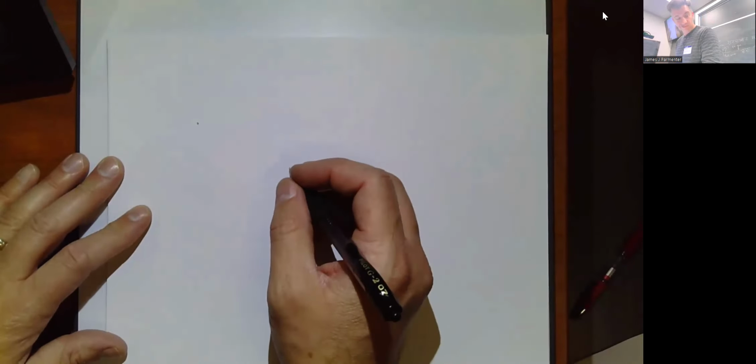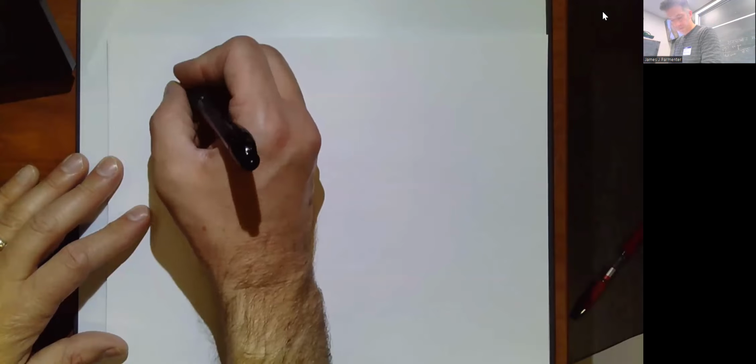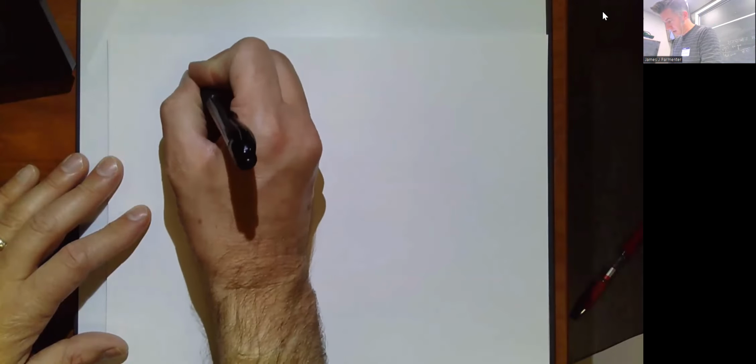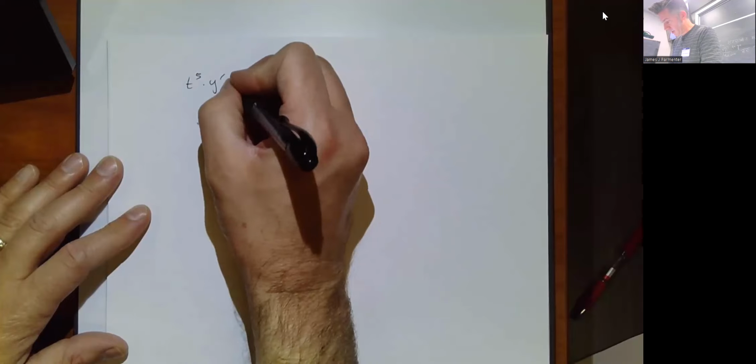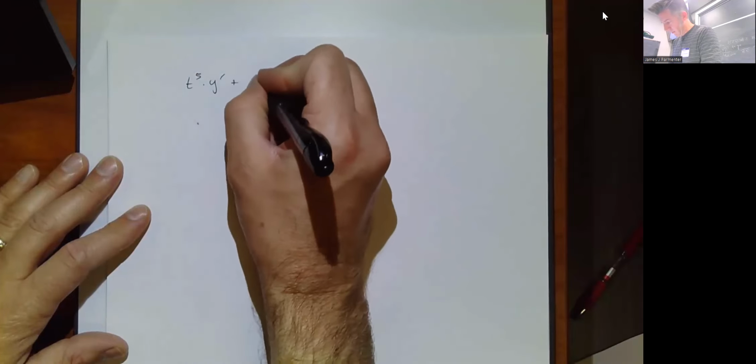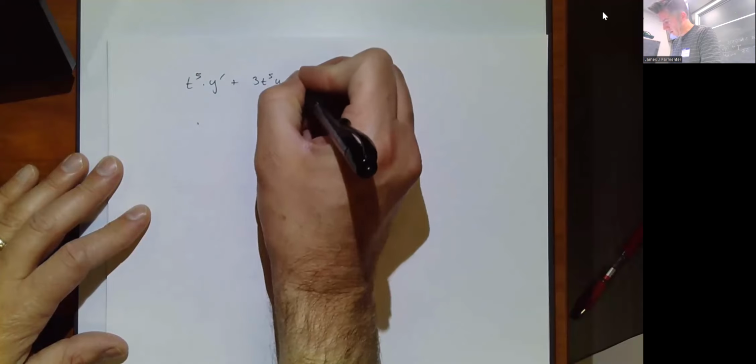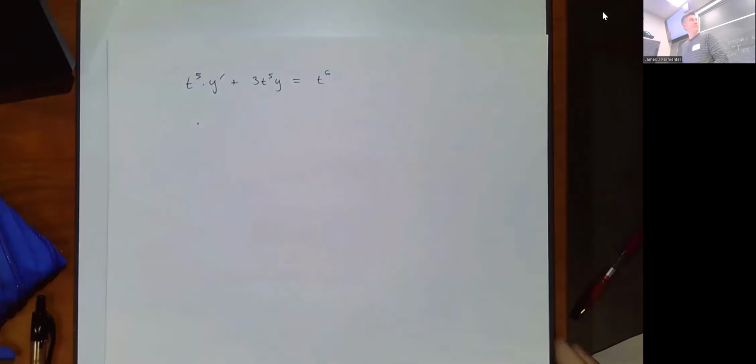Let's try this one. I know we did that one before, but let's do this other one. So let's pick something a little bit easier. Let's say we have t to the 5th times y prime plus 3t to the 5th times y equal to t to the 6th. Someone is clearly just taking this problem and trying to make it one step harder by throwing in an extra t to the 5th everywhere. We could certainly divide everything by t to the 5th as the first step.